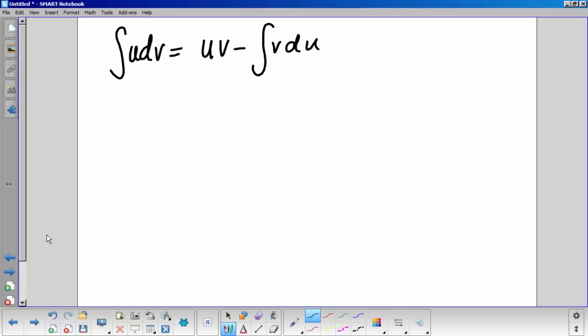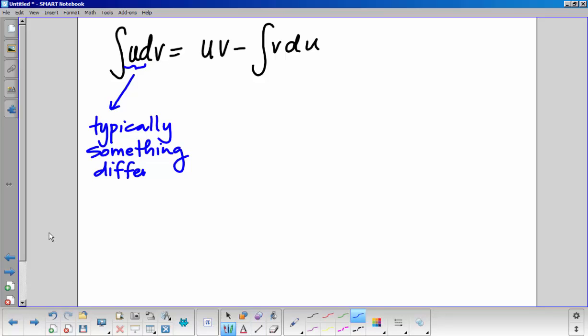So let's talk a little bit about this formula. The integral of u dv equals uv minus the integral of v du. When using this formula to find the antiderivative, we need to know what u and v are, don't we? Because that's what we have to plug in. So we have to figure out what u is, and u is typically something that differentiates to 0 eventually.